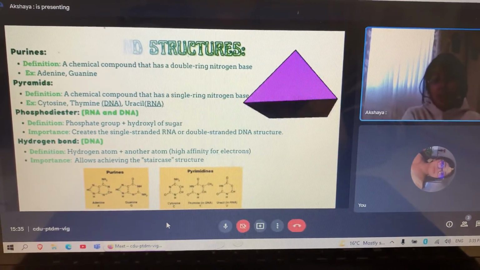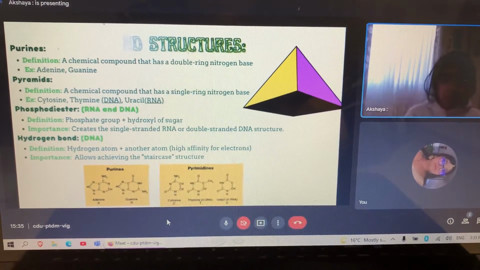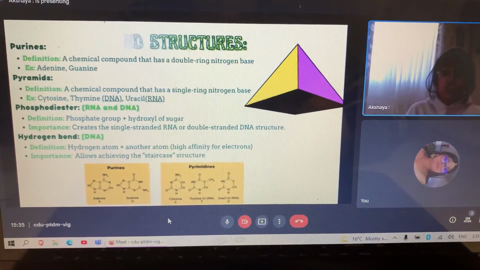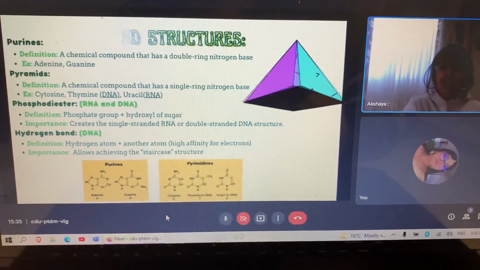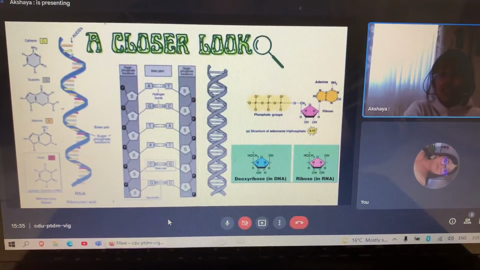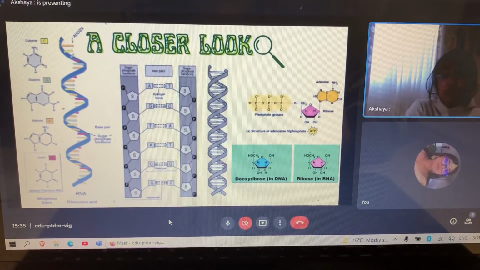And one last bond I want to talk to you about is a hydrogen bond. A hydrogen bond, we already learned this previously in grade 11, but it's just so for DNA, our base pairs can become more balanced and can react with each other properly. Like in this diagram right here, the base pairs are being bonded with a hydrogen bond in between.